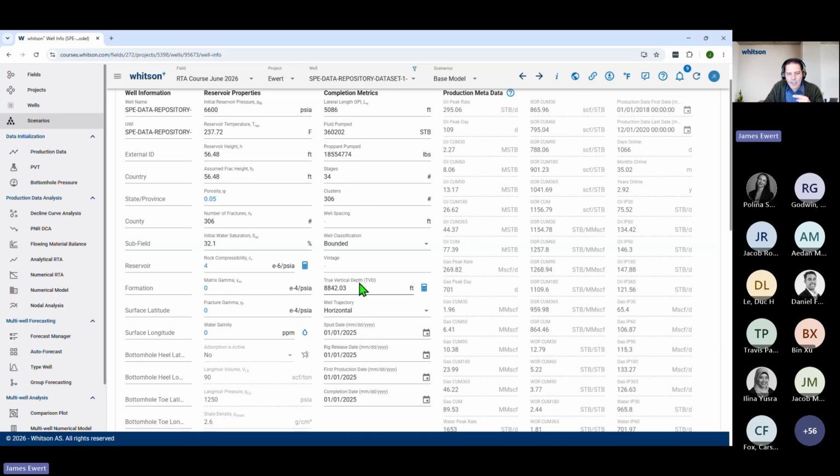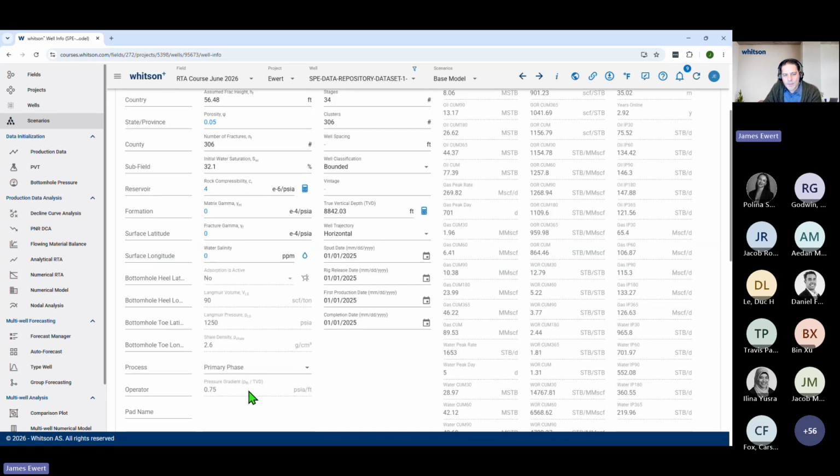If I scroll down, notice at the bottom here we have something called pressure gradient. I care very much what the pressure gradient of my well is. The reason I care about pressure gradient is that if it's overpressured, I need to start thinking about something we call gamma. Gamma is a correction that modifies how effective the permeability is as you deplete your reservoir.